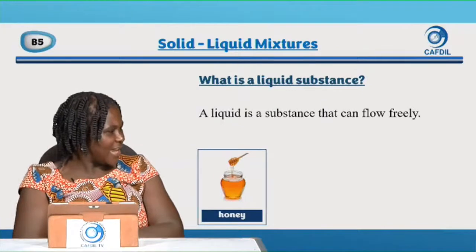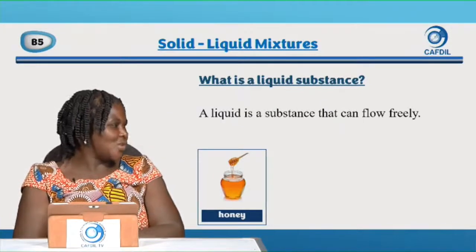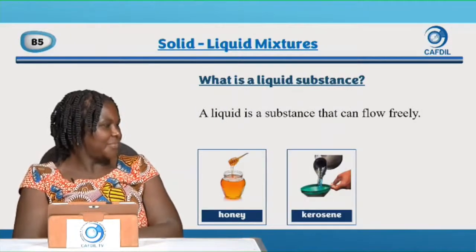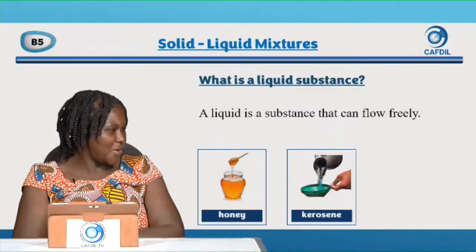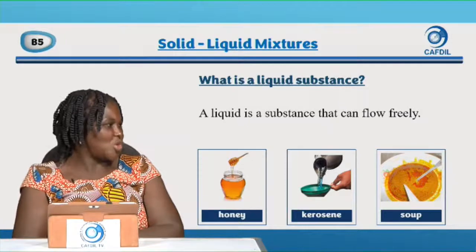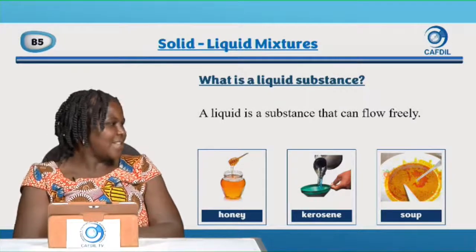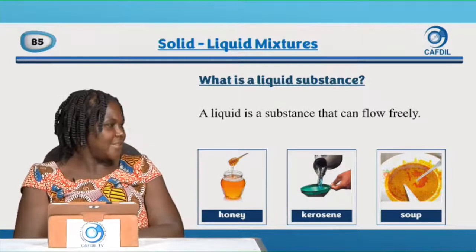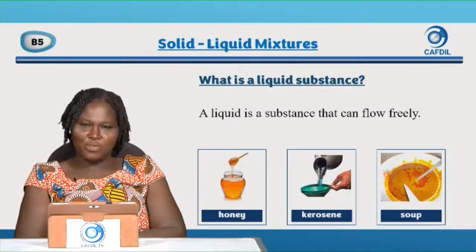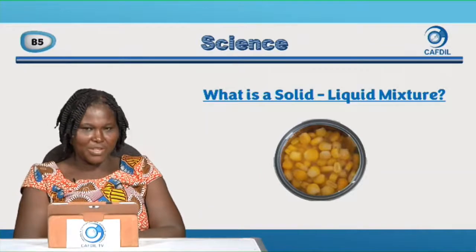And we have another example, honey. Honey is also a liquid. We have kerosene. Kerosene is also a liquid. And then soup. Soup is also a liquid. So a liquid is a substance that can flow freely. We have honey, kerosene, and then soup.